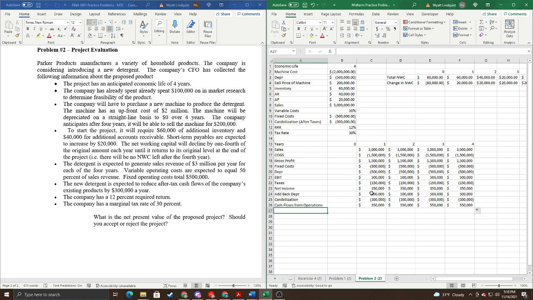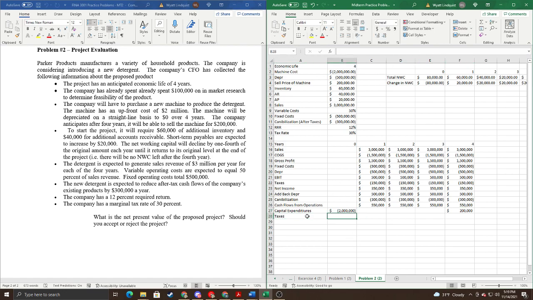We also have our capital expenditures. And I spelled that extremely wrong. Expenditures. Maybe that's right. I don't know. But we have a capital expenditure of $200,000 in year one. And then at the end, we also get to sell that capital equipment for $200,000 at the end. So we originally buy it for $2 million, and at the end we sell it for $200,000.